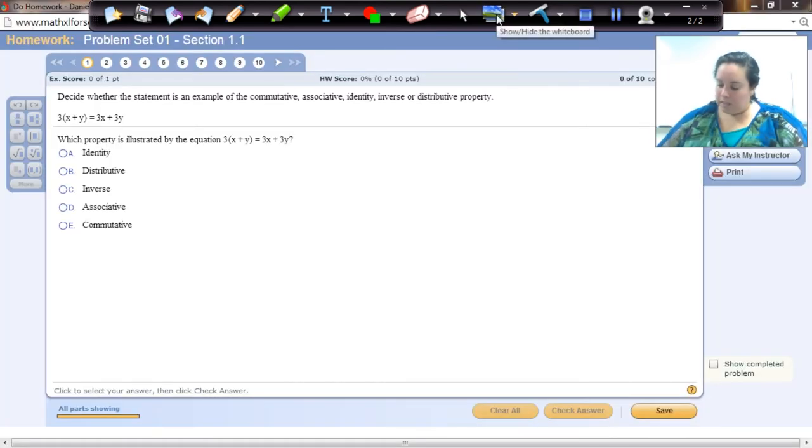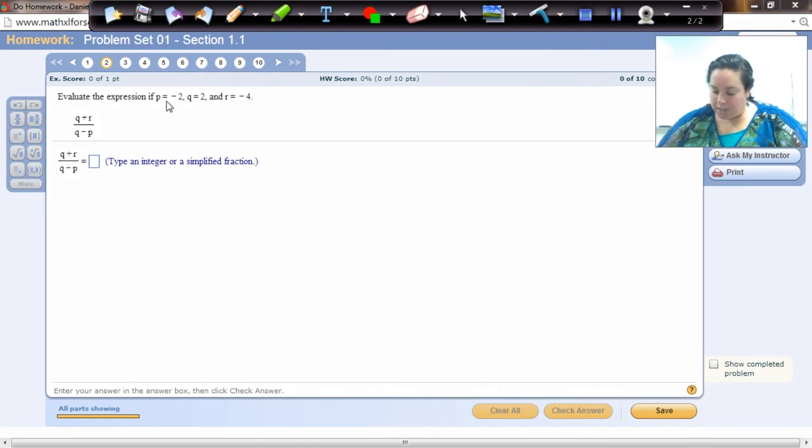Let's move on to some examples. So based on what we just saw, decide whether the statement is an example of commutative, associative, identity, inverse, or distributive property. So that was the one that we just did, right? This is 3 times x plus y. And notice we now have 3x plus 3y. So this is distribution.